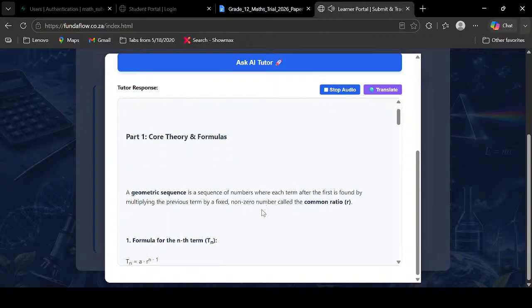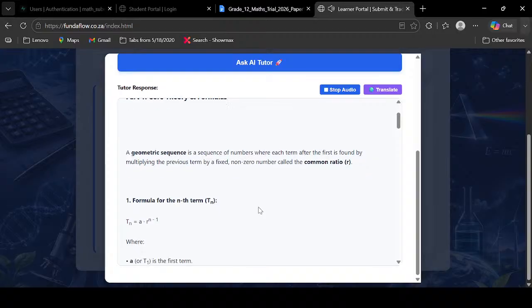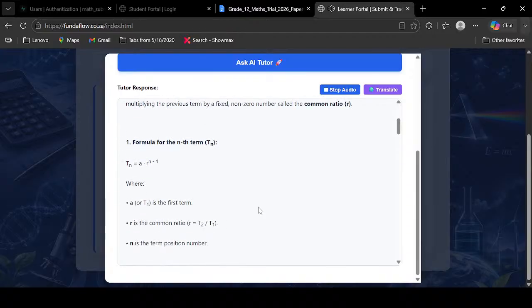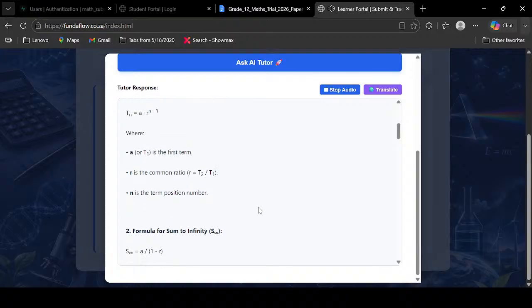Part 1, Core Theory and Formulas. A geometric sequence is a sequence of numbers where each term after the first is found by multiplying the previous term by a fixed, non-zero number called the common ratio, r. One, formula for the nth term, Tn. Tn equals a r^(n-1), where a, or T1, is the first term, r is the common ratio, r equals T2/T1, and n is the term position number.